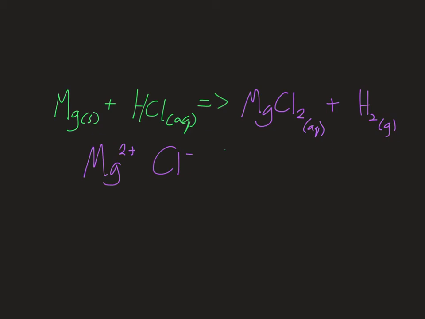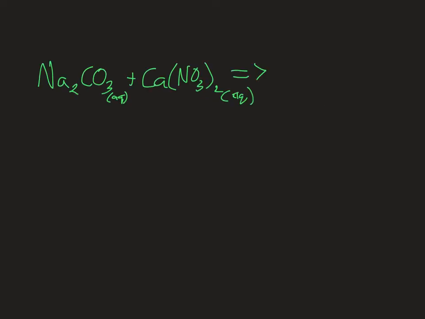Lastly, I have to balance this thing. This should be pretty easy to balance. I've got 1 magnesium, 1 magnesium. 1 hydrogen, 2 hydrogens, 1 chlorine, 2 chlorines. So these are really my only problems, and they're not that hard. I just need to stick a 2 in front of that. So now I have 2 hydrogens and 2 chlorines on both sides. Awesome, we're done.